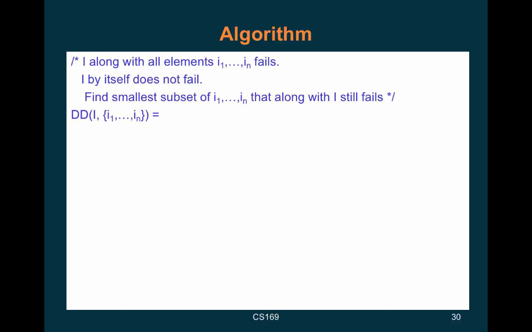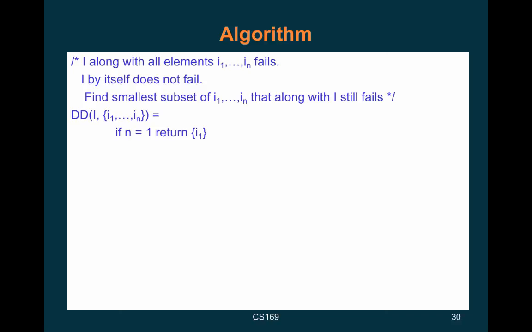Okay, so delta debugging now takes two parameters. First is some set of input I, which is just carried along for the ride. And the second parameter is a subset in which we're going to be searching. We know that I by itself does not fail, but I along with I1 to IN, all of that fails. We need to find the smallest subset among I1 to IN that reproduces the failure.